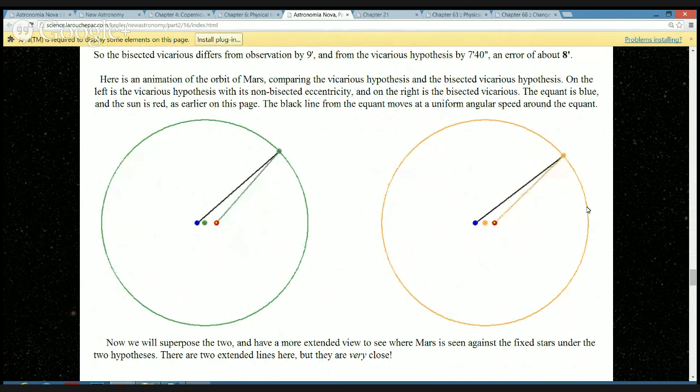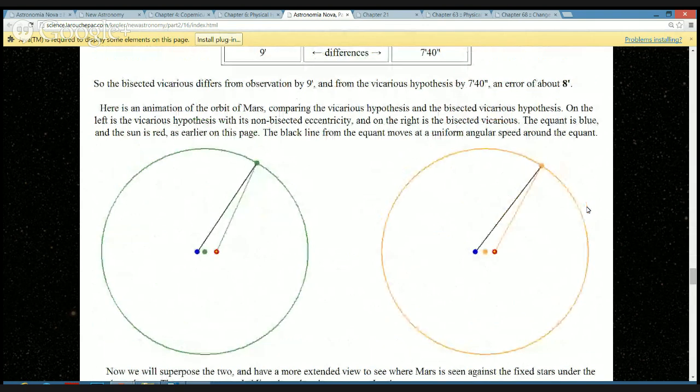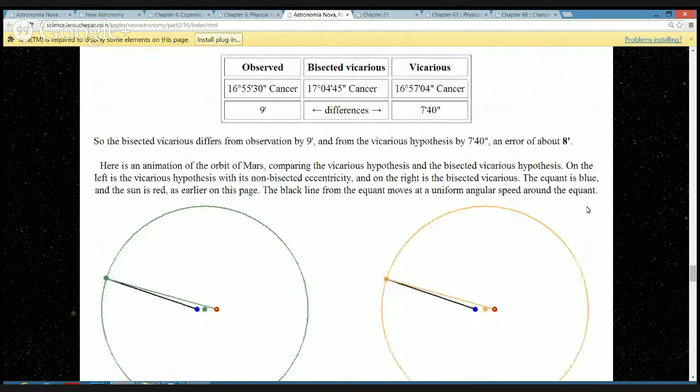That model doesn't work anymore. You can see up on the top there the differences that he calculates. So he gets about 8 minutes difference between the bisected version of the vicarious hypothesis and reality. The left is the longitudes and the right is the latitudes. On the left, one based on the latitudes, adjusted to have the eccentricity based on the latitudes, right? Yeah, he kept the line of apsides and everything, but yeah.